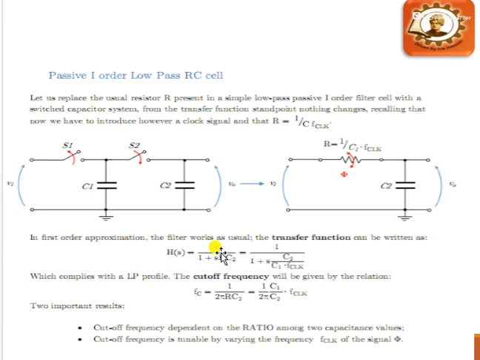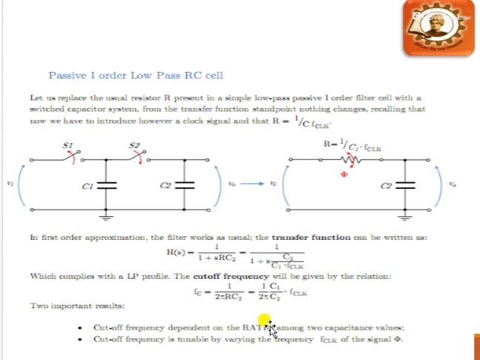Next we move on to the basic design of a first order low pass filter RC cell. Here the switch resistance R can be represented by switches S1 and S2 with a capacitor C1, and this is shown in the figure. So the transfer function can be written as H(s) equal to 1 by 1 plus sRC2. R can be represented by 1 by C1 FCLK. We just put that value, then we can get this expression.